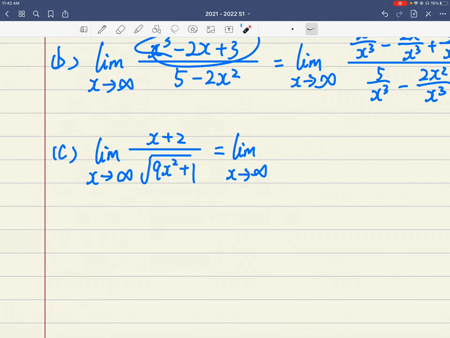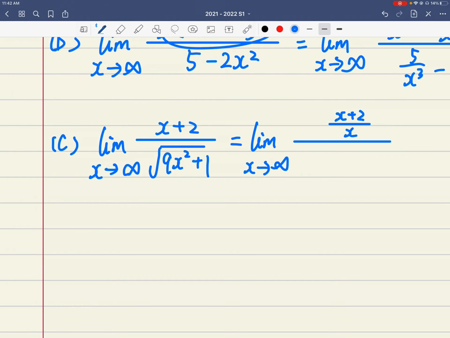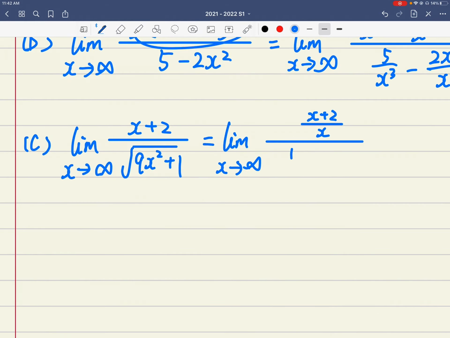So now the question is, what's the highest power? On the top, the power is 1. It's quite clear. But on the bottom is a power x squared. Is a power 2? No, because you first square x, then you take a square root. Essentially you square it first and take the square root, the power is still 1. So if you divide both the top and the bottom by the highest power, you don't divide by x squared, you divide by x, because the bottom, the power is still x.